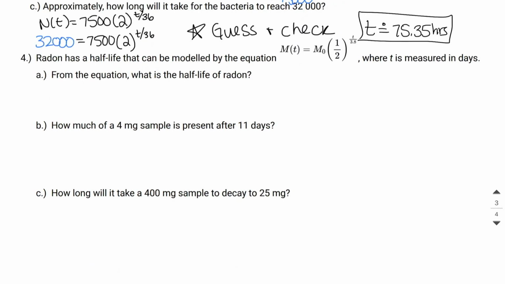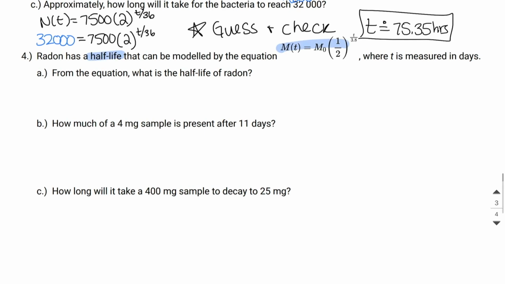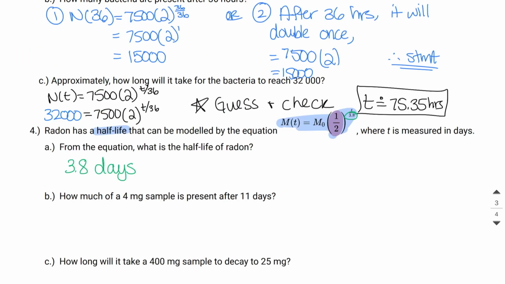Okay, in our last example, it says radon has a half-life that can be modeled by this equation right here. So it's a half-life this time. It's modeled by this equation. We know it's a half-life because of this 1/2 right here, where t is measured in days. So it says from the equation, what's the half-life of radon? Well, in our equation, this number up here always tells us what our half-life is. So it takes 3.8 days to cut in half, okay? That's like what this equation is saying right here. Regardless of what the original amount is, every 3.8 days, it's going to be cut in half. So if my original amount was 100, after 3.8 days, it's now going to be 50.